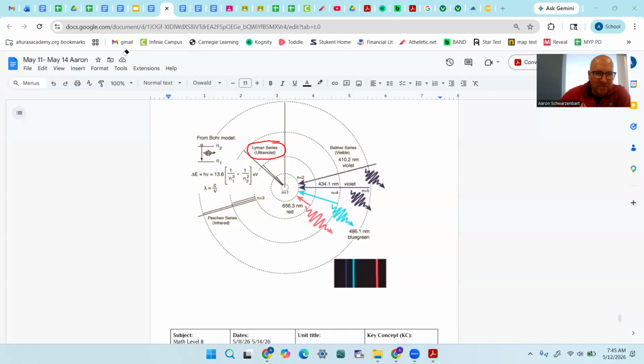If you drop from 4 to 3, say, you actually get infrared, so non-visible. It's still electromagnetic radiation, just not in the visible light. And this is happening with gases. This is what's happening in the sun. Gases are dropping between these different energy levels.